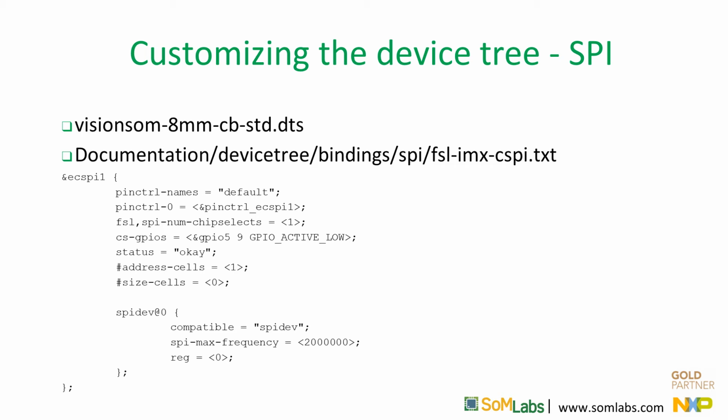The address cells and size cells field values mean that there is only one device connected to this SPI interface, which is defined below as SPI dev. So a generic SPI device using a kernel driver. Alternatively, a specific driver for the respective bus device could be specified here, then it would be loaded by Linux. Of course, adding more devices would require more than one chip select pin.